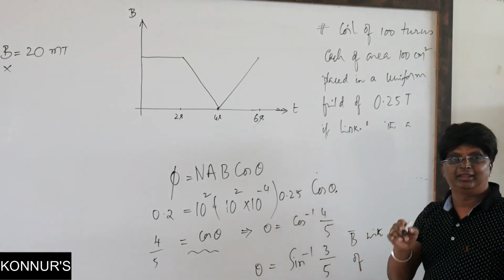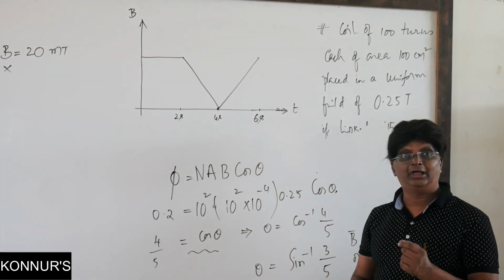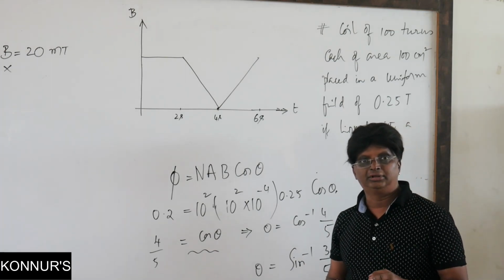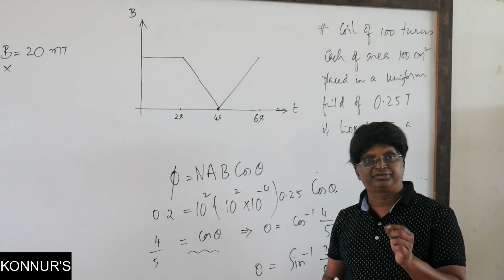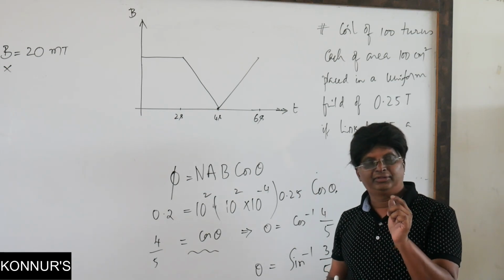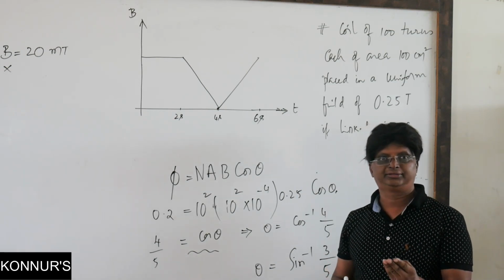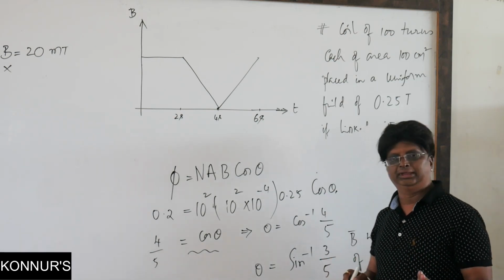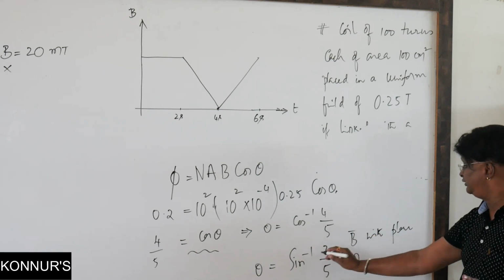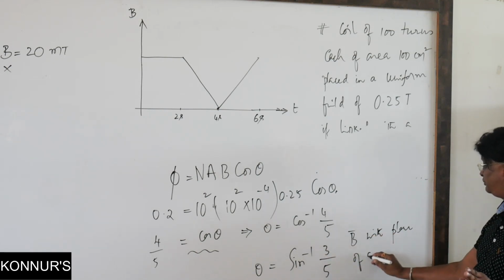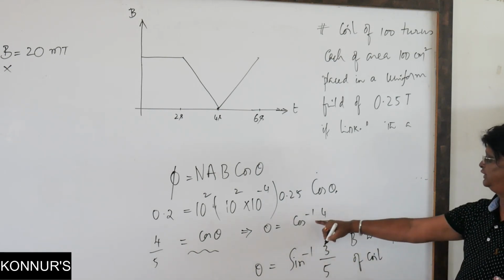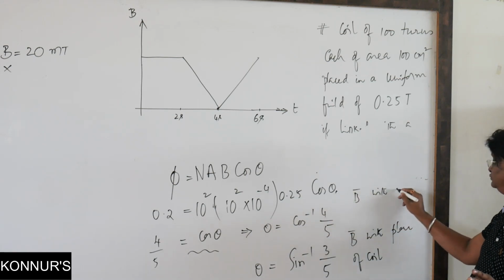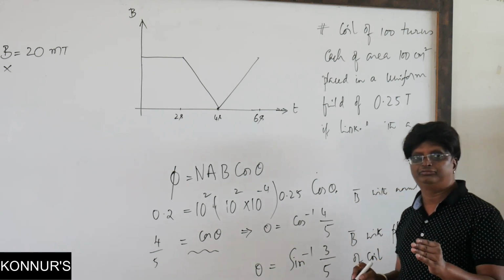See, it appeared to be a very lengthy question, and the last twist is very, very essential. So these are the points which actually decide the performance in those 3 hours. Keeping our cool, reading the question thoroughly and fully is very important. So sin inverse of 3 by 5 is B bar with the plane of the coil, or cos inverse 4 by 5 is B bar with the normal to the plane of the coil.